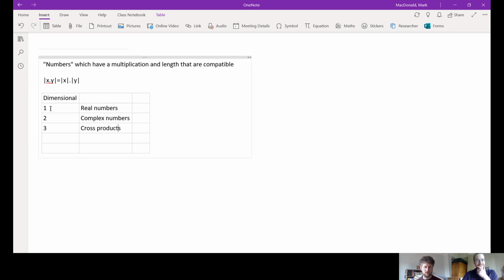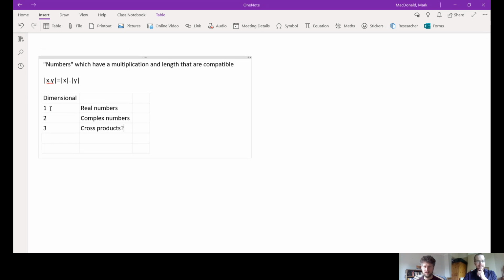So, cross product on vectors. Not everyone will have seen this. Some undergraduates will have seen it, but this is a rule for making a new vector out of a pair of vectors with 3 entries. Exactly, in 3 dimensions this works.